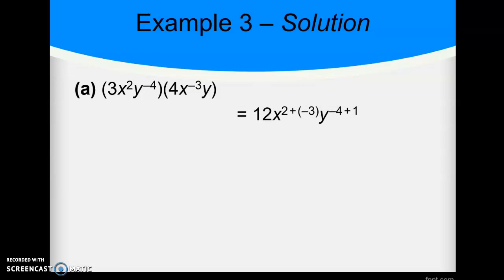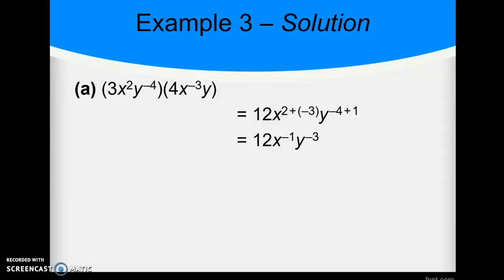So 3 times 4 is 12. X to the 2 times x to the negative 3 is x to the 2 plus negative 3. And y to the negative 4 times y to the 1 is y to the negative 4 plus 1. So we end up with 12, x to the negative 1, y to the negative 3. Now, please note, the 12 does not have a negative exponent.